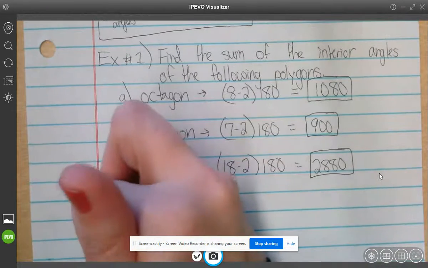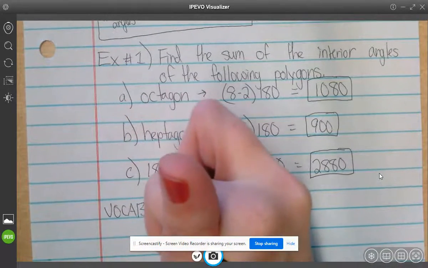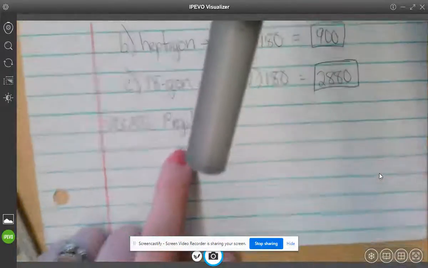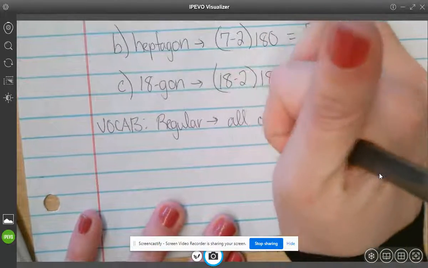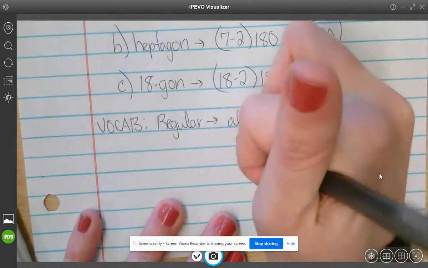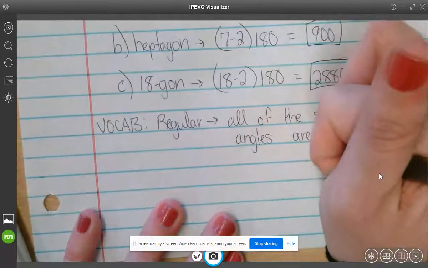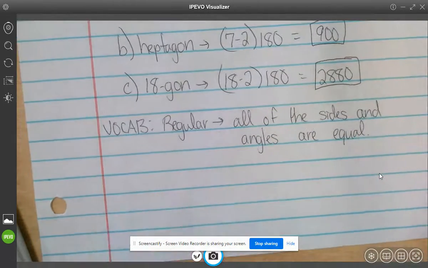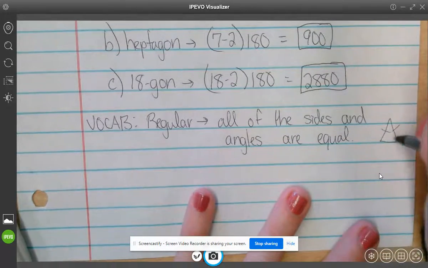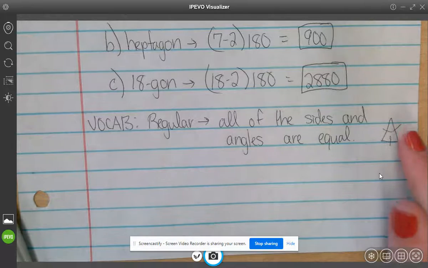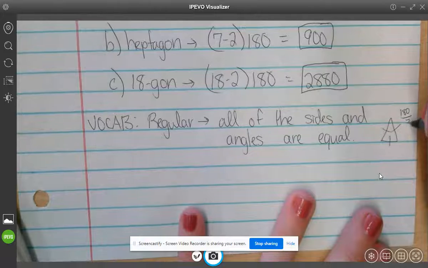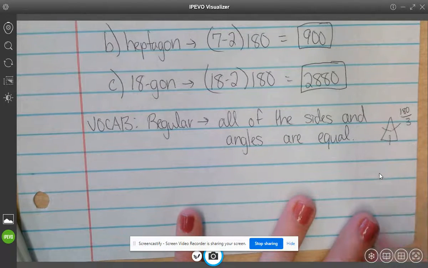Second part, we need a vocab word. Regular. Anytime you are told that it is a regular shape, that is you being told that all of the sides and angles are equal. Okay? So like yesterday on that triangle worksheet, you had that situation. If you knew that all the sides are the same, then you knew that all the angles are the same. So you would just have to take 180 divided by 3, and that told you that each one of these angles were 60.